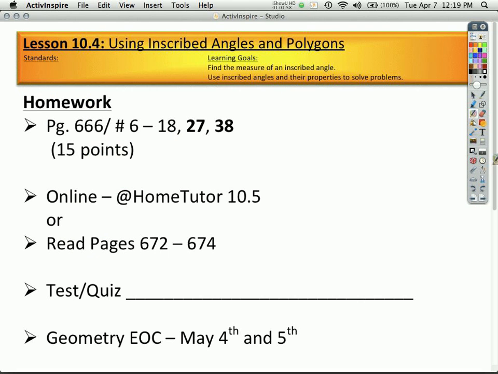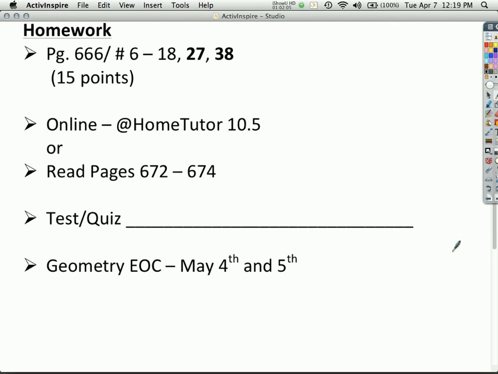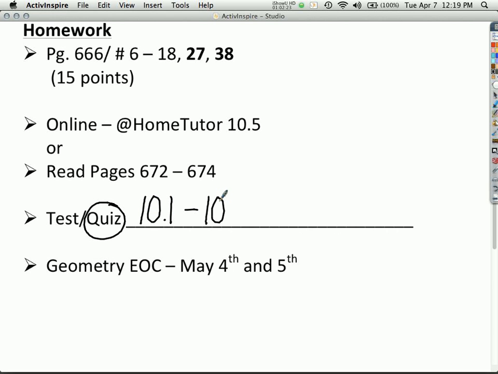So, your homework is on page 666, numbers 6 through 18. Then you are doing numbers 27 and 38, and they are in bold because those are the more challenging questions that are going to require your time. Do the at-home tutor for 10.5 or read the next section. And you'll have a quiz on 10.1 to 10.4 on Thursday.